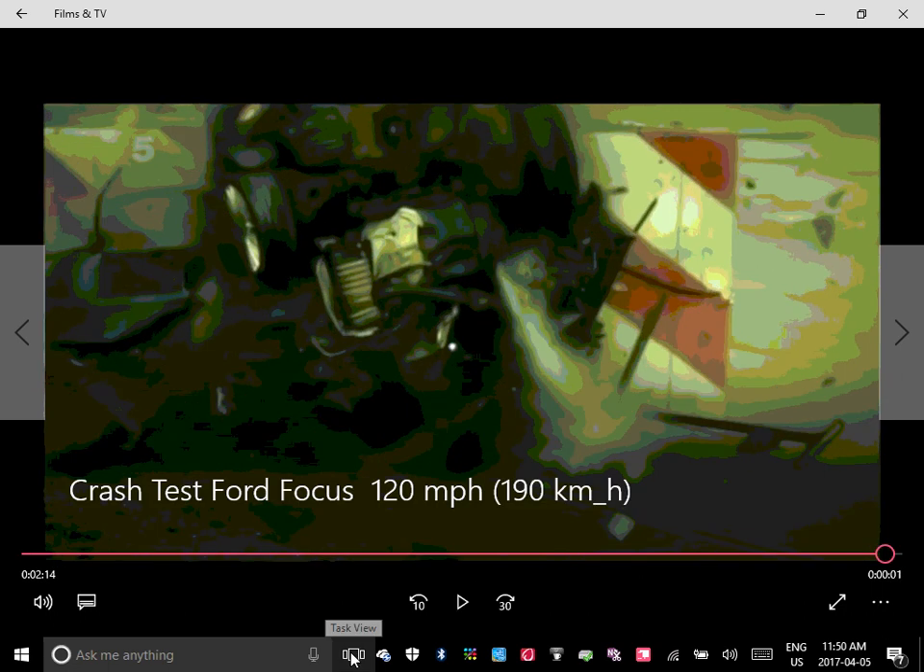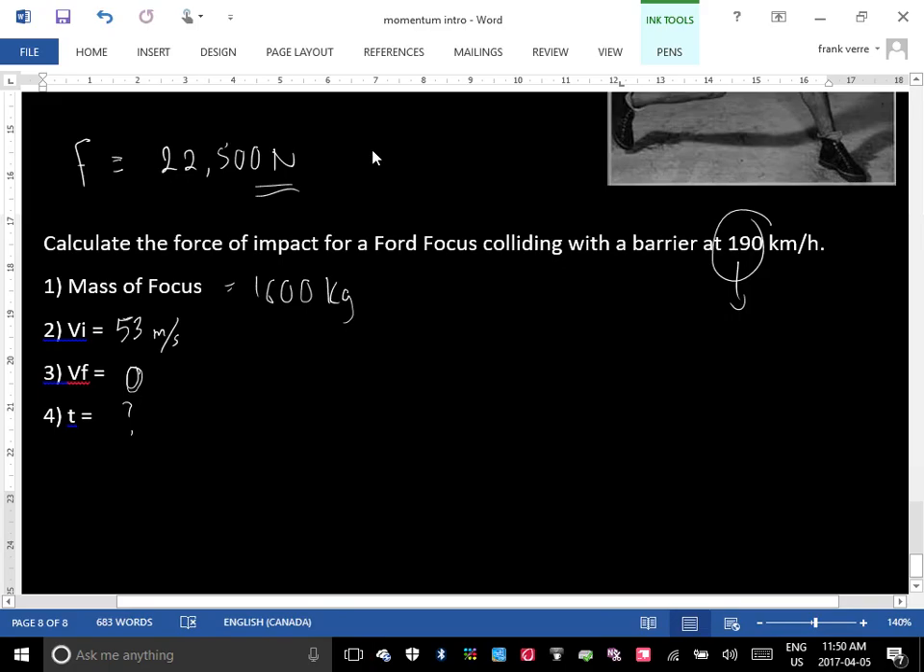Okay, that's pretty scary. What did they say was the speed? No, the impact time was 68 milliseconds. Okay, so 68 milliseconds, which is 68 times 10 to the minus 3 seconds. Okay, so let's work out this force of impact on the Ford Focus.